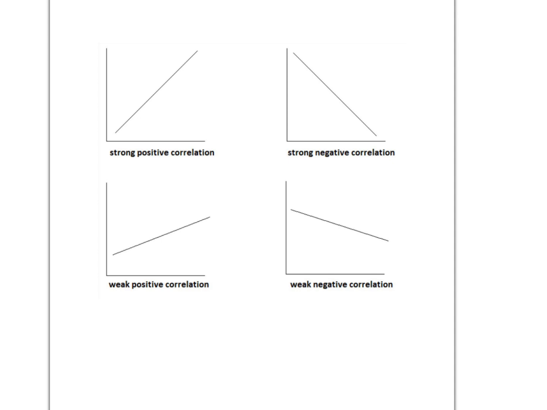So here's a strong positive, strong negative, weak positive, and weak negative correlation.